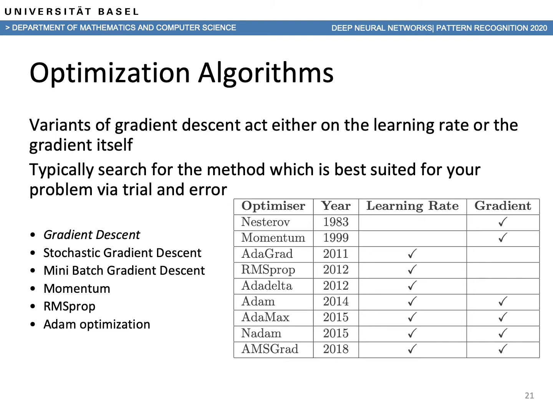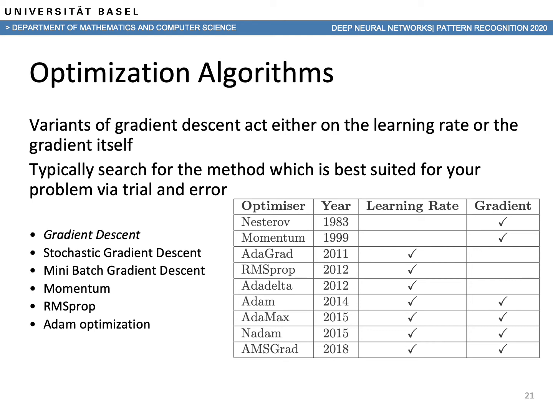For the optimization of the neural network, we have so far only talked about gradient descent. But in fact, there are a lot of different methods which try to do slightly better than gradient descent. Essentially, it just looks at how we can find a better learning rate and how we can stabilize the gradient.